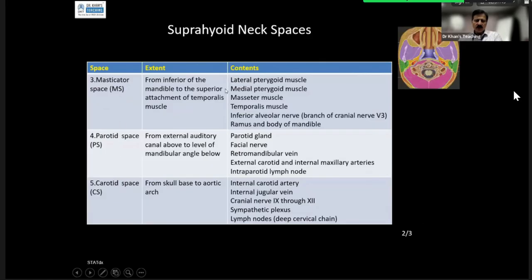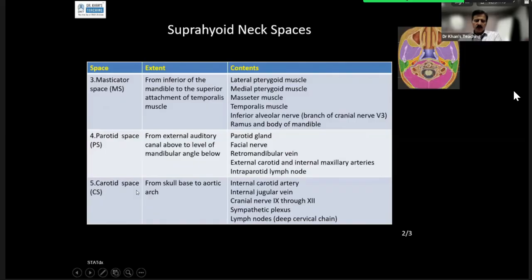Basically, masticator space is the one which is in purple color here. This is surrounding the mandible and the muscles of mastication. These are all the contents. You should know the extent. It goes all the way to the base of skull. Parotid space we have covered, and this green picture here is the parotid space, which covers the parotid gland. These are the contents.